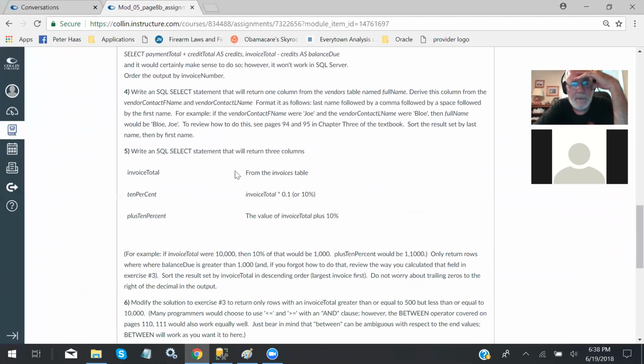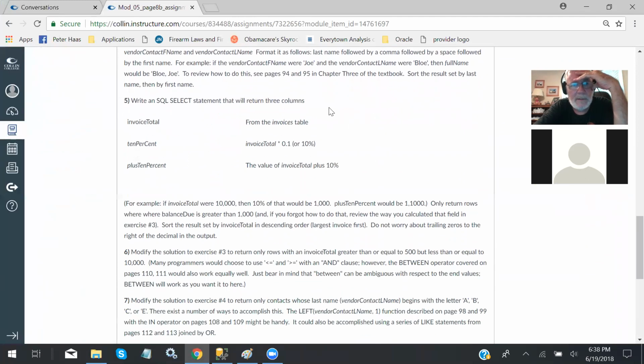Write a select statement, return 3 columns: invoice total, 10% of that, and then the invoice total plus 10%. So it returns 3 columns. Okay, but there is a where clause. I think you probably left that out. I don't have a where clause in there, do I? Yes, you said where the balance due is greater than 1,000 somewhere.